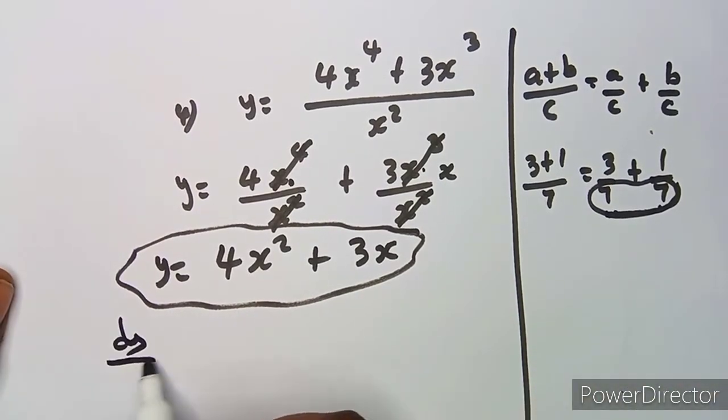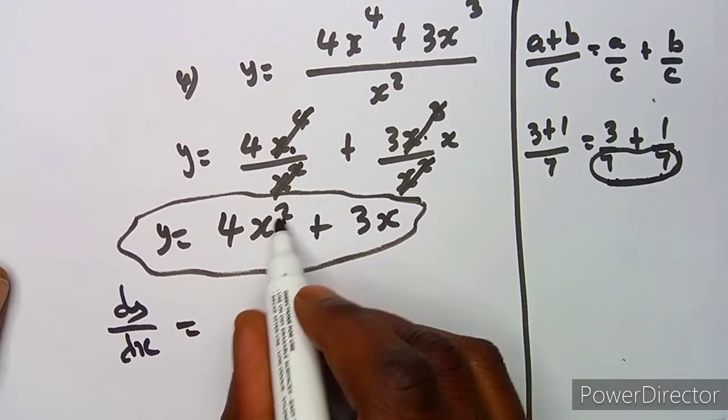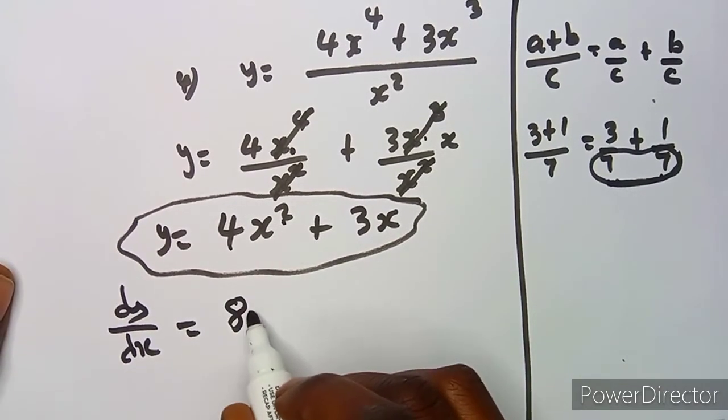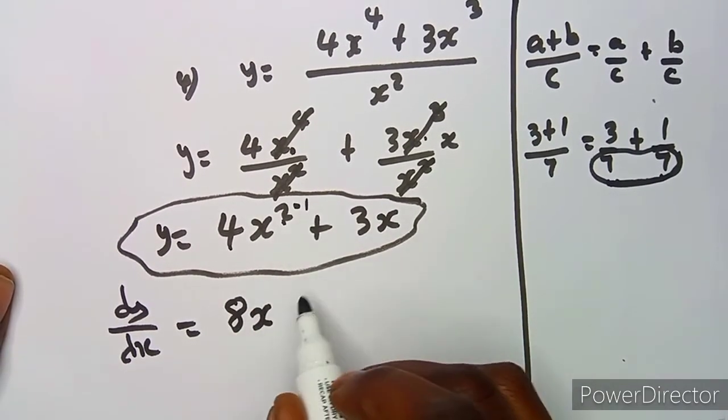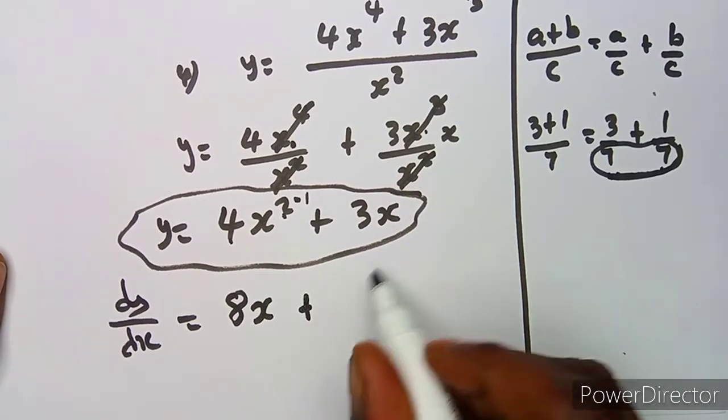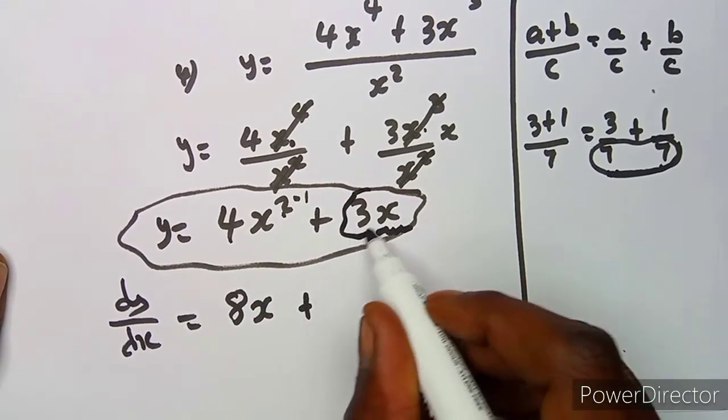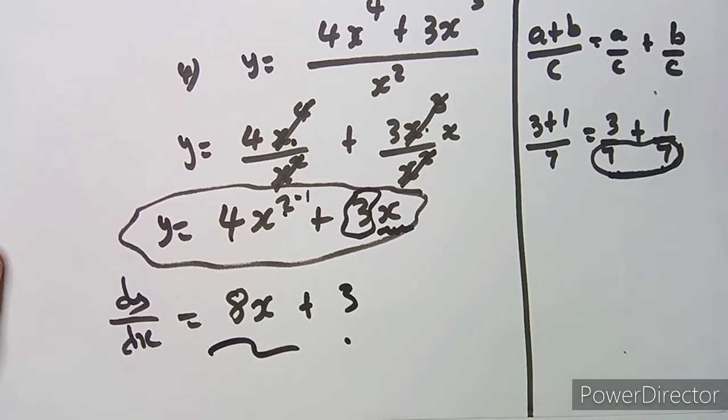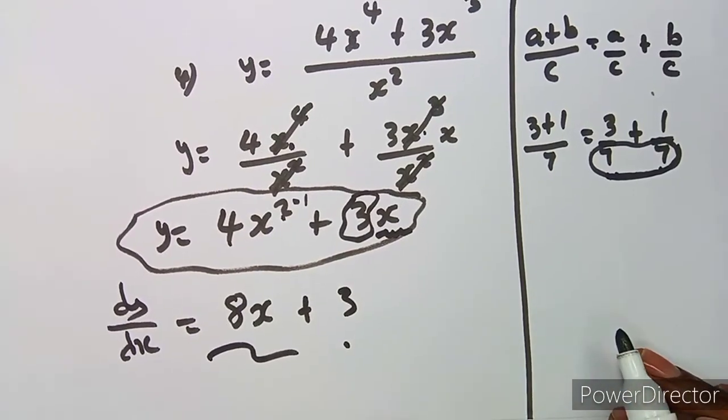So this is now my dy/dx, which is simply 4 times 2, which is 8x to the exponent of, we subtract 1, that's a 1, which is like that. And this is a linear expression. I'm just going to take the value of x, which is 3. So that's it, guys. That's it, just like that.